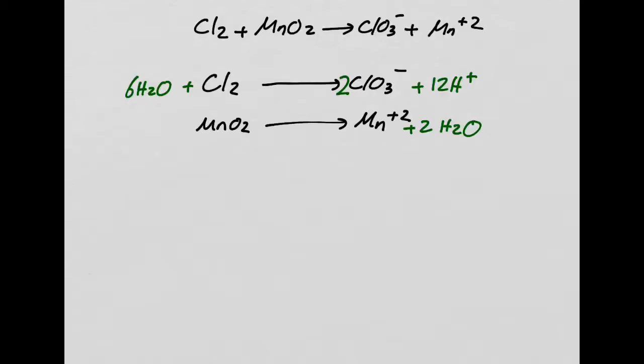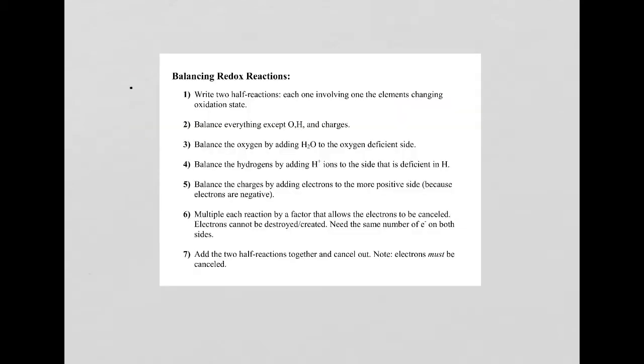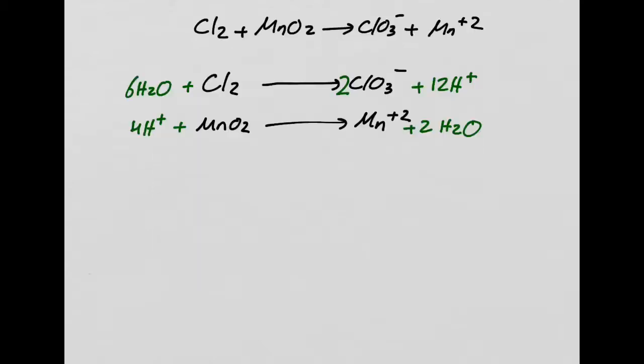Now, over here, how many hydrogen? Nothing. How about over here? I have 4 hydrogen. So I would add 4 H+ over here. So we balanced the oxygen and the hydrogen. Last thing, you're going to balance the charges by adding electrons. And because electrons are negative, we add them to the more positive side.